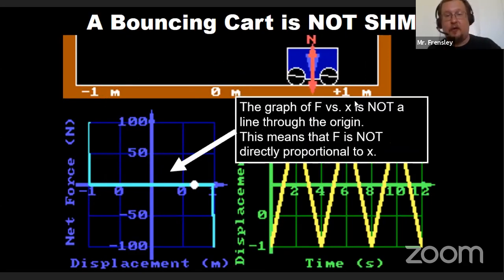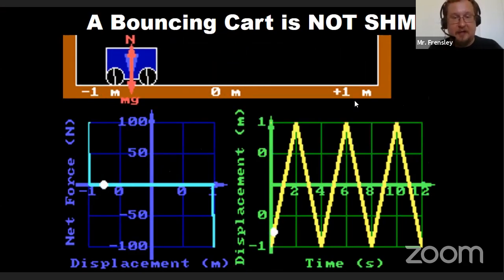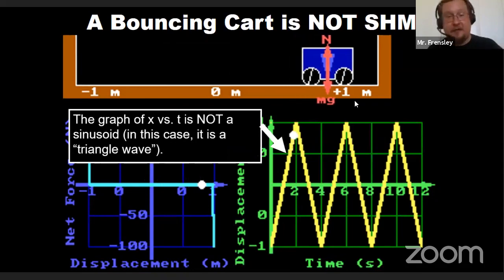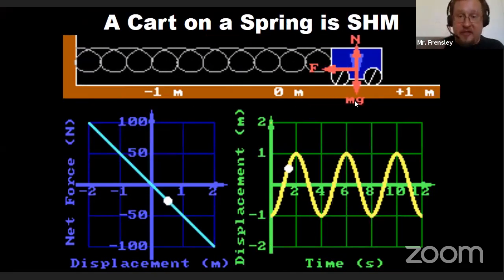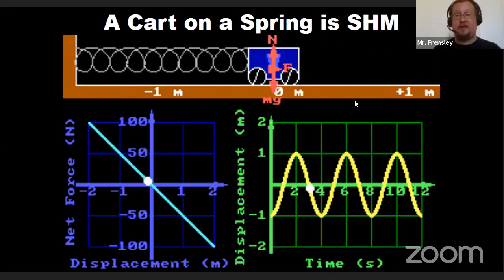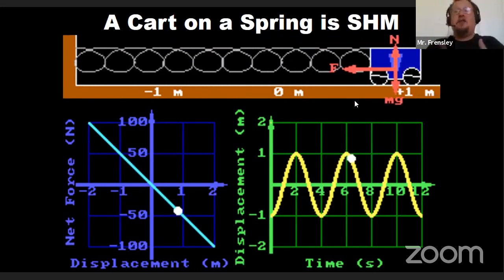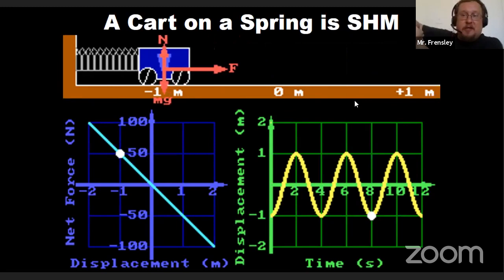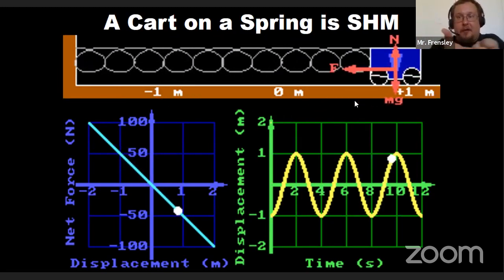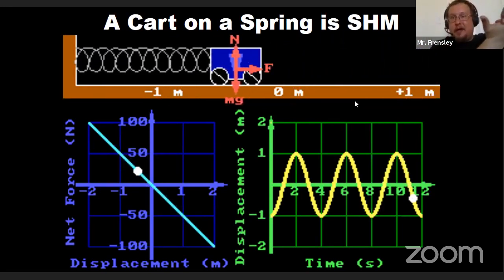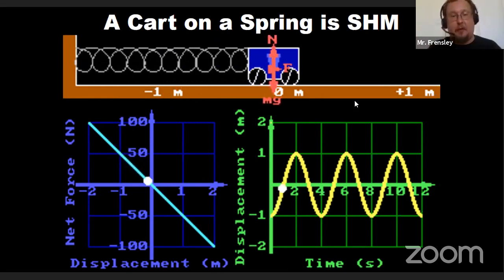So we see the force is not proportional to displacement. The graph is not a sine wave, but you know what? This is the motion that your baby wants. I guarantee you, every baby bouncer, every baby swing, and every mother knows to slow down as you reach one end, speed up toward the middle, slow down as you reach one end, speed up toward the middle. This is simple harmonic motion.